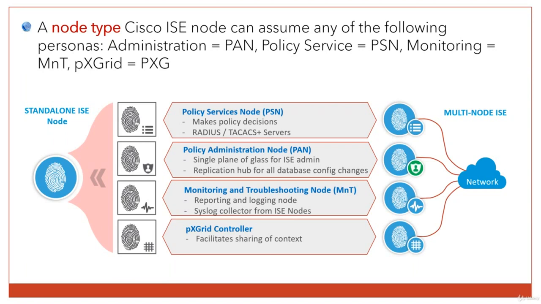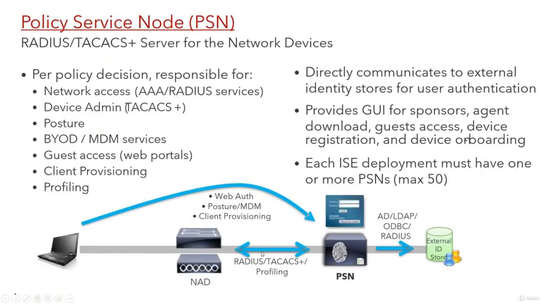Your front end is nothing but the PAN, policy administration node. Your back end is nothing but the PSN, that is the policy service node. Correct? Now obviously we want to do the troubleshooting and monitoring, so where it can be stored, for that we have MNT. And if you want to learn and take action related to contextual services or contextual entities, then we have the pxGrid.